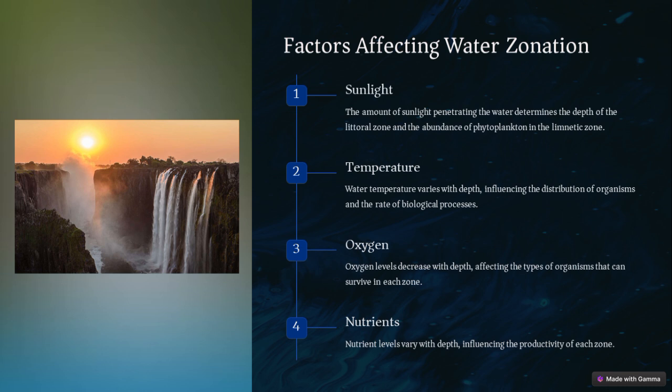The factors affecting water zonation. First, sunlight. The amount of sunlight penetrating the water determines the depth of the littoral zone and the abundance of phytoplankton in the limnetic zone. Then, temperature. Water temperature varies with depth, influencing the distribution of organisms and the rate of biological processes. Oxygen. Oxygen levels decrease with depth, affecting the type of organisms that can survive in each zone. Nutrients. Nutrient levels vary with depth, influencing the productivity of each zone.